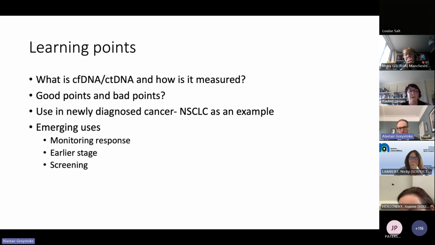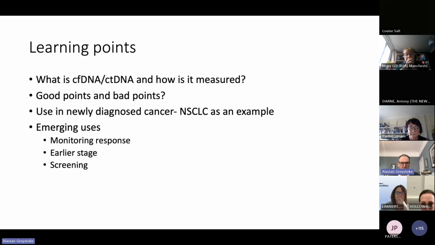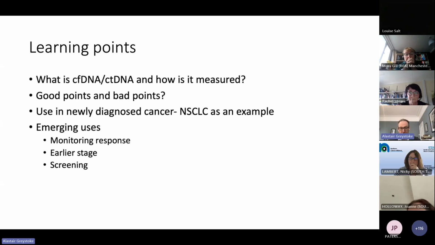At that point, I'll pause for a few minutes just to take any questions and to give myself a chance to have a drink of water. And then a very brief bit at the end of some more emerging uses in terms of how we can use this to monitor patients responding to treatment and whether we can use it in the earlier stage settings, so patients first presenting with stage 1 to 3 cancer, and also looking forward, just starting to look at screening as well.